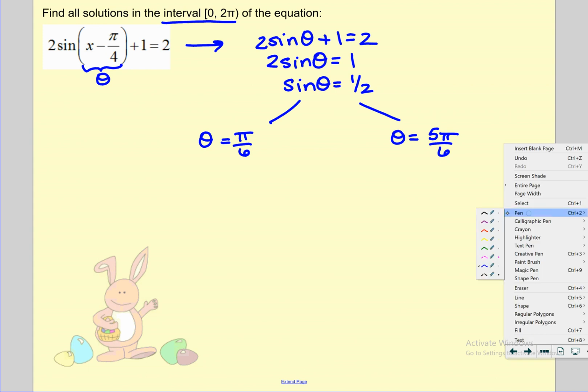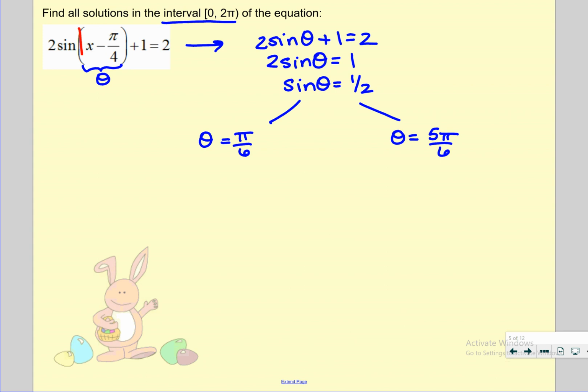Now, at the end, we're going to go back. Theta is the same thing as x minus pi over 4. So instead of theta, I'm going to put x minus pi over 4 back in. Because ultimately, that's what I'm trying to solve for. I'm not solving for theta. I'm solving for x. Okay? So x minus pi over 4 is what's equal to pi over 6. Or x minus pi over 4 is what's equal to 5 pi over 6.